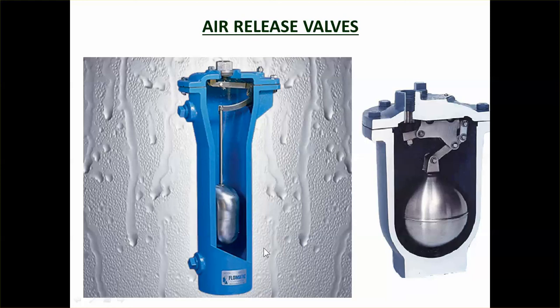Air release valves are usually put at the top of the high point of a pressure line to prevent any air that might gather. Any air that's produced from the pump or from changes in pressure will gravitate up to the high points of the pipe system, and that's where you put the air release valve to allow that air to get out of the system, otherwise it's going to reduce the capacity.